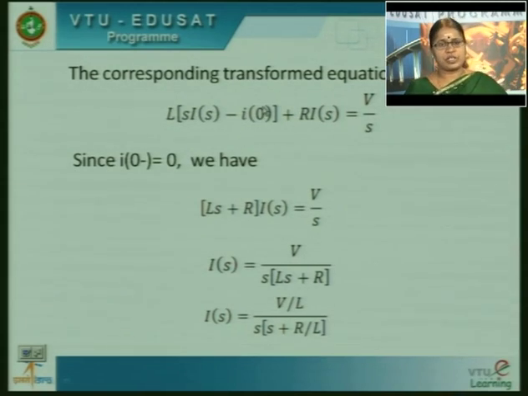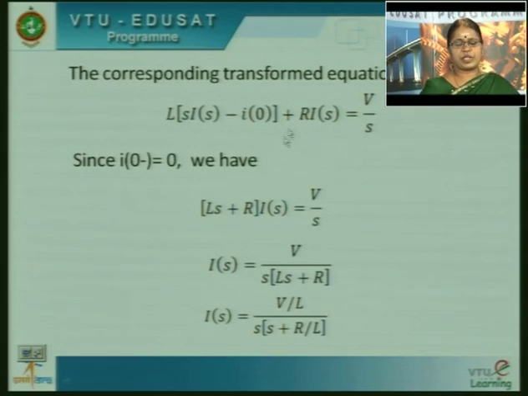So, I of 0 is 0. So, I can substitute I of 0 is equal to 0. Thus, the Laplace transform of L di by dt reduces to Ls into I of s, and we have the term R into I of s.